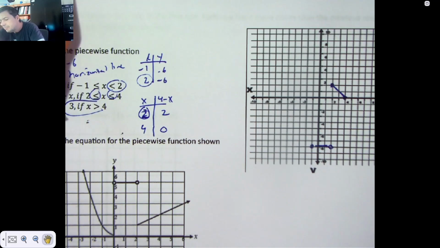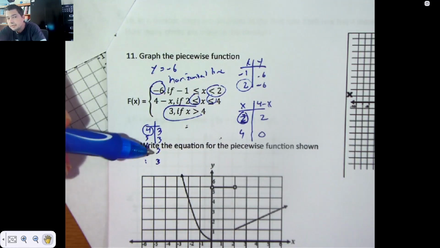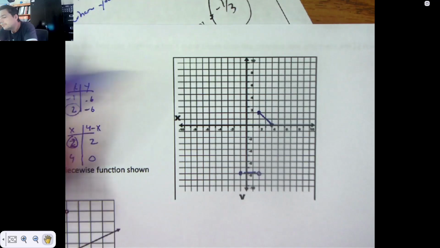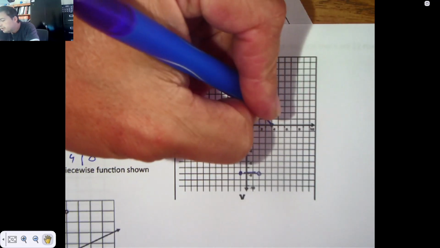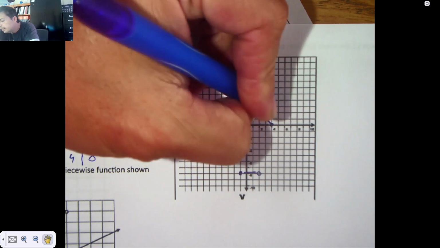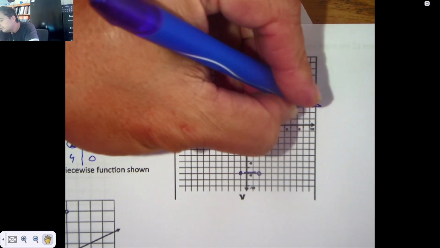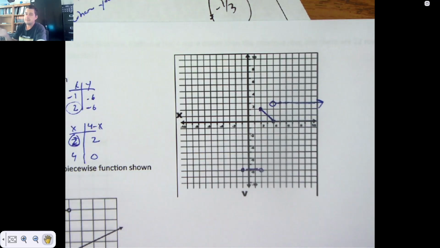This thing says x can be more than 4, it actually can't be 4, but it could be 5, 6, 7, and all it's going to spit back is a 3. Doesn't matter what you throw at this thing. It just keeps spitting back a 3. So (4, 3) exists with an open hole. And the rest of them are all closed, and they just continue on forever. That's the practice graph.